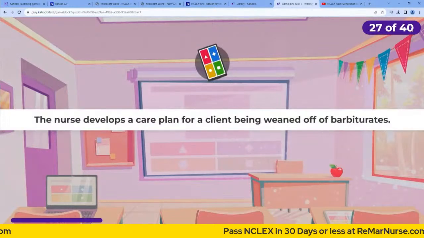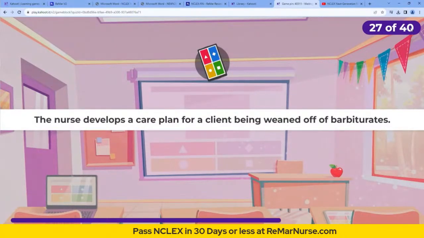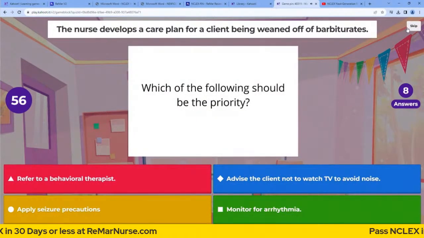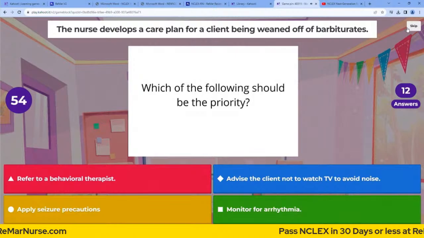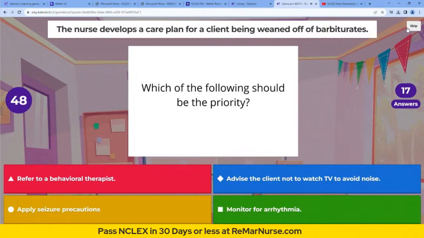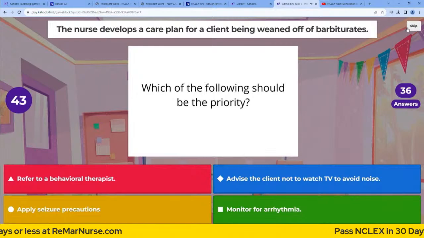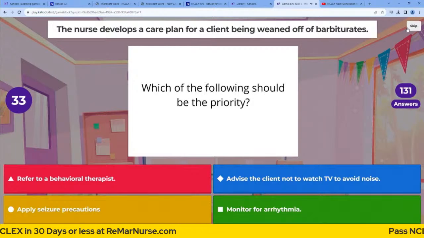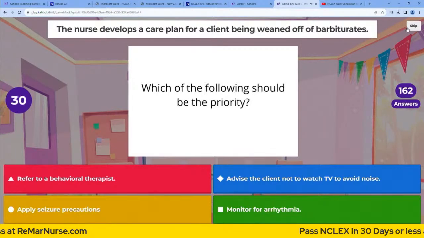Here we go. I'm not sure what number it is, but it's the next question. The nurse develops a care plan for a client being weaned off of barbiturates. Which of the following should be the priority? All right, here we go. Common sense question. Barbiturates. Refer to a behavioral therapist. Apply seizure precautions. Advise the client not to watch TV to avoid noise. Monitor for arrhythmias.